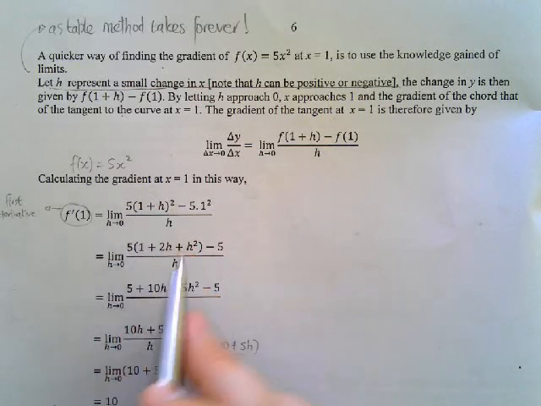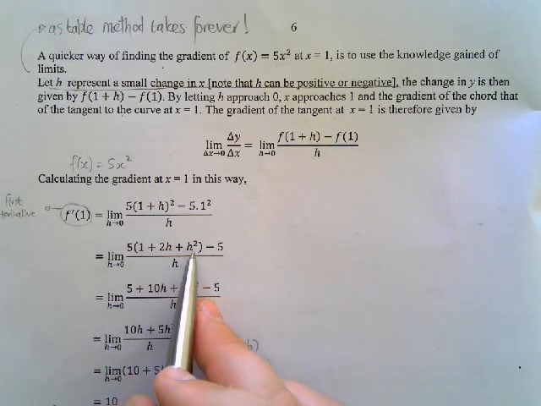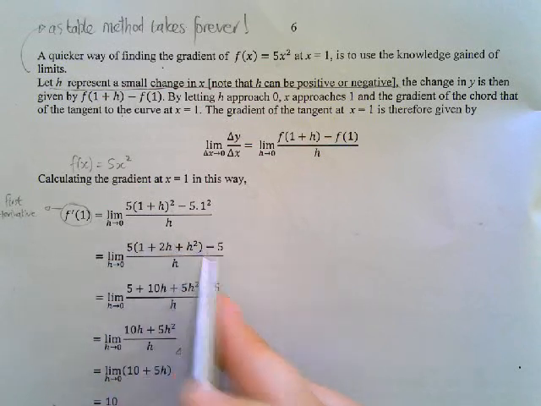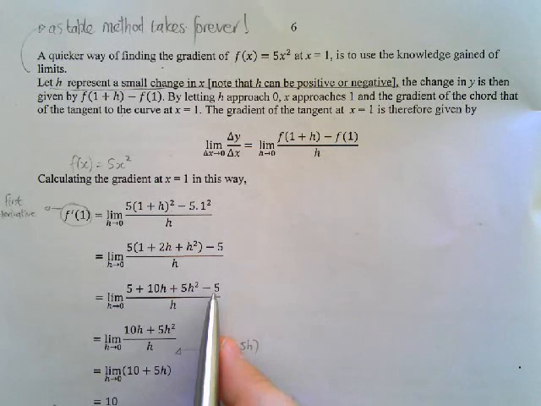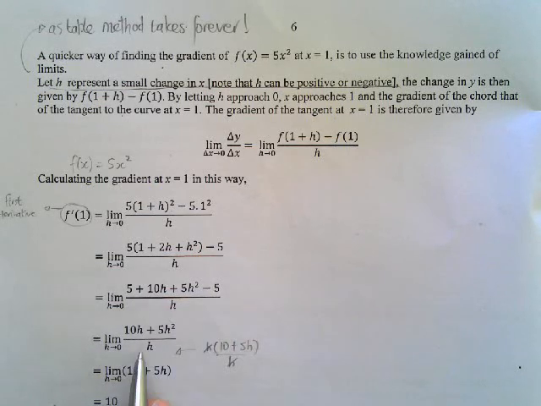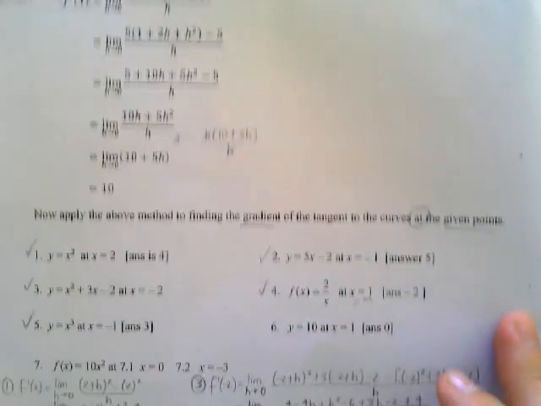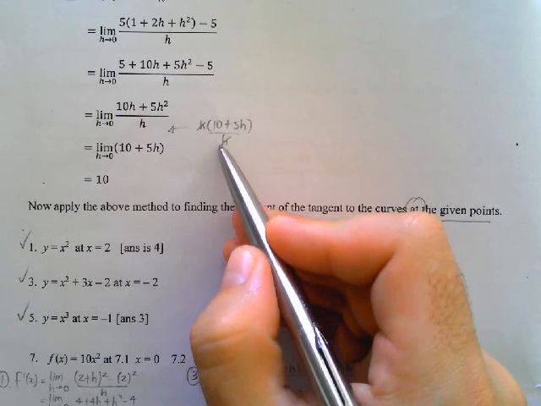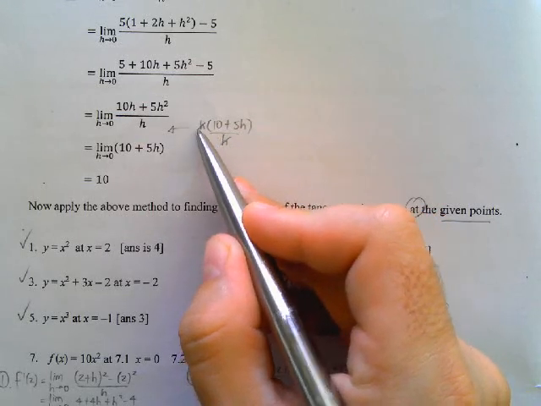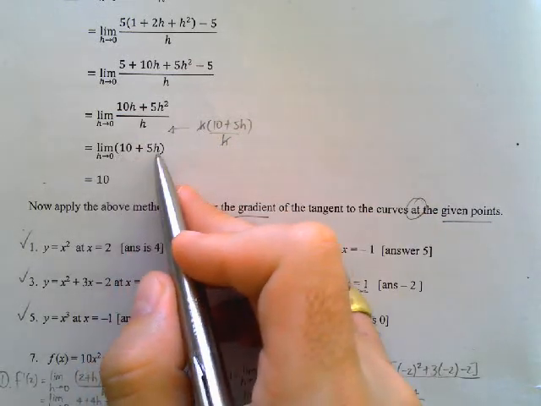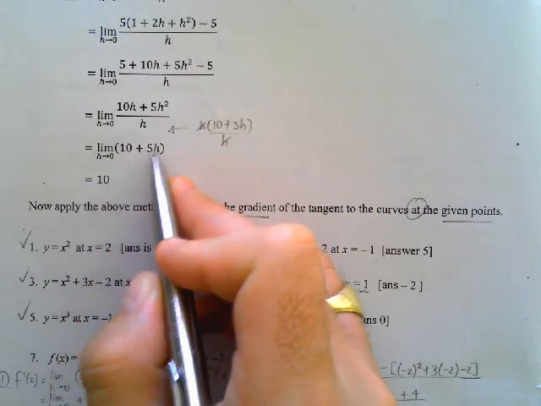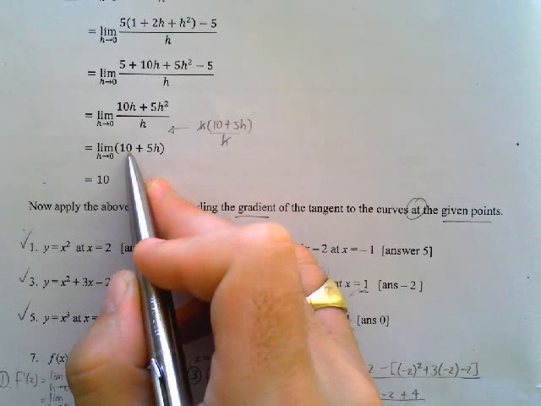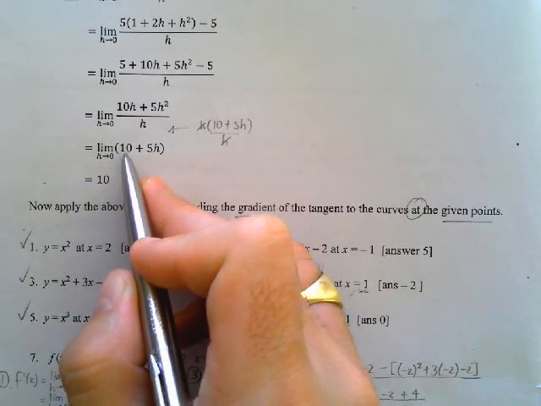So (1 plus h) all squared is 1 plus 2h plus h squared. We multiply the 5 in, and this is just leaving us with minus 5. We'll note that the 5 minus 5 cancel each other out, and now we can take out, I added a little step of workings here, an h as an HCF and cancel the denominator h with my HCF. So what have I got left? 10 plus 5h. Now when h approaches 0, that whole term approaches 0, and the limit that we are heading to is 10.